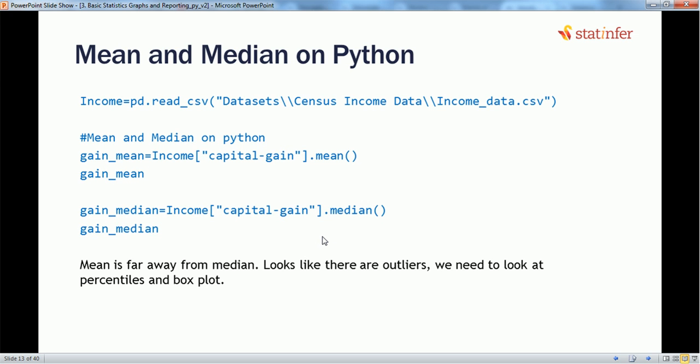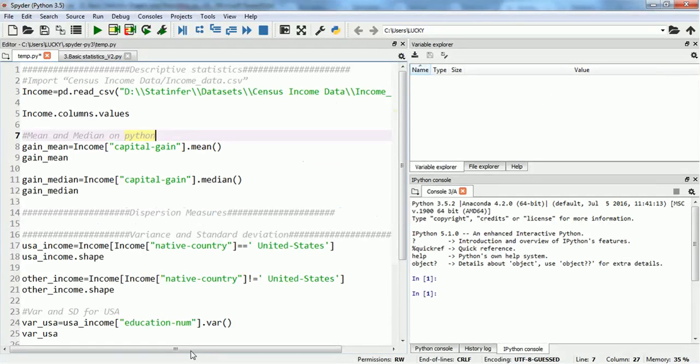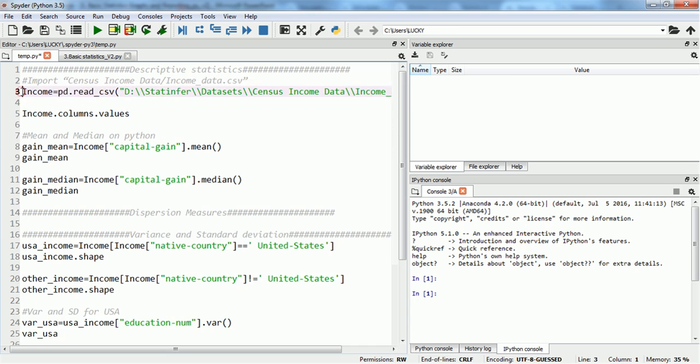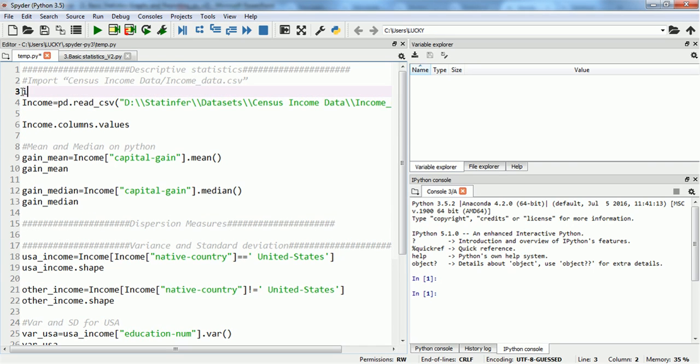Mean and median in Python. Next, we will see how we can calculate mean and median in Python, and we will understand what it gives us. I will import the data set, but first we will need to use pandas as pd.